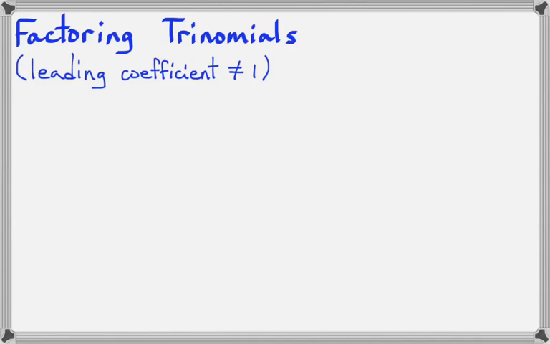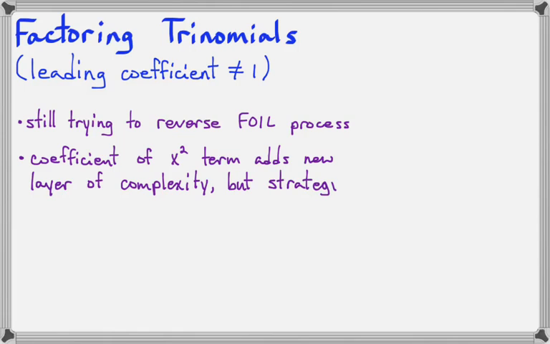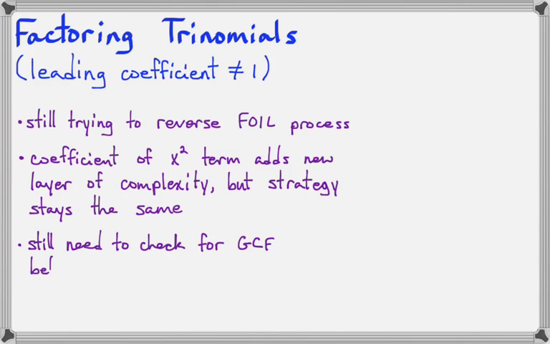In this lesson, we're going to look at how to factor trinomials when the leading coefficient is not equal to 1. We're still trying to reverse the FOIL process just like we were in the last lesson. The coefficient of the x squared term adds a new layer of complexity, but the strategy stays the same. We do everything the way we did it in the last lesson, but we just have more different choices to try out. And we still need to keep in mind that we need to check for a GCF before we get started.